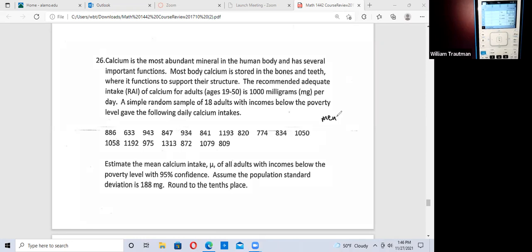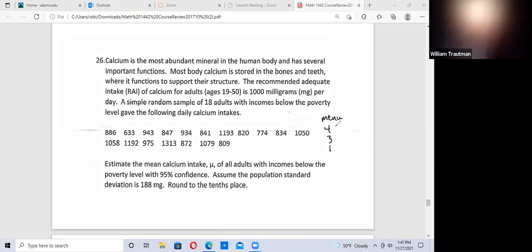So we went to menu 4, 3, 1. So when I hit menu, we go to statistics, then number 4, then number 3, confidence intervals. And then number 1, Z intervals. And data, just say data because we have our data on our list. Just say okay.